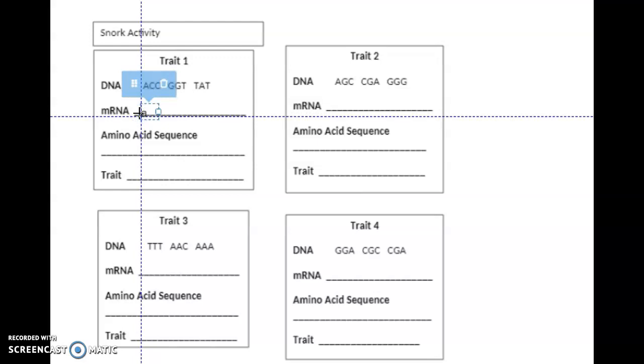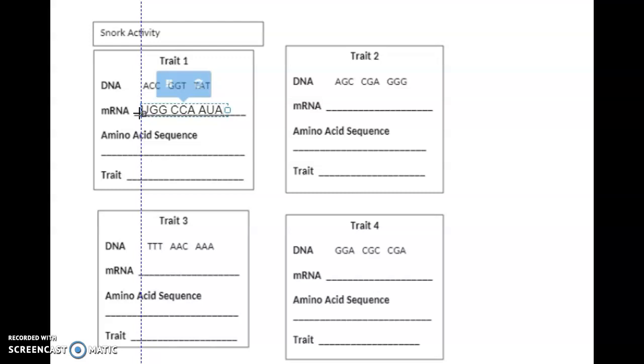So A is going to go to U. C is going to go to G. C is going to go to G. G is going to go to C. G is going to go to C. T is going to go to A. T is going to go to A. A is going to go to U. And T is going to go to A. So that's our mRNA sequence.